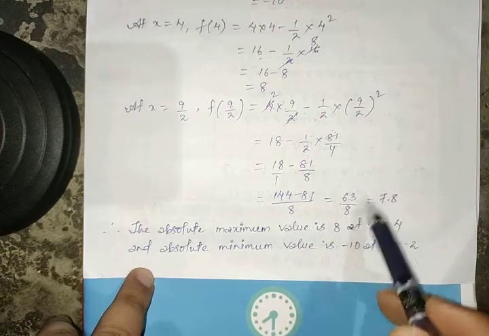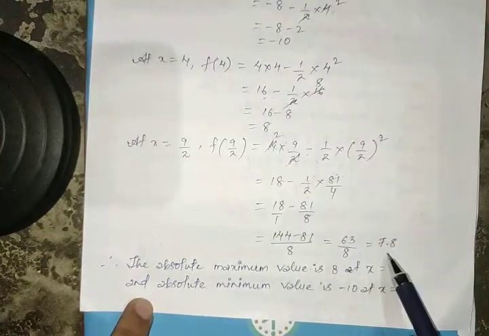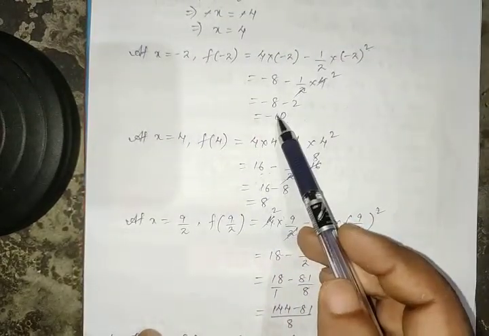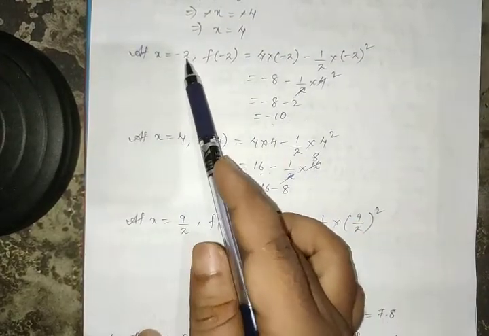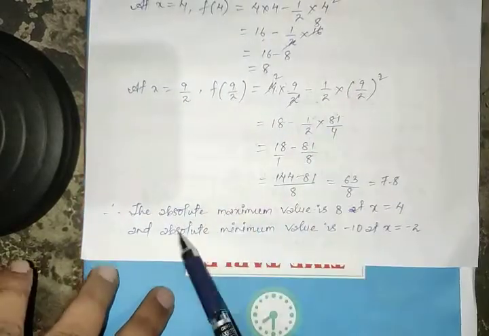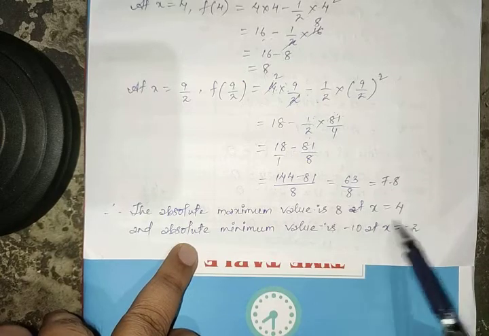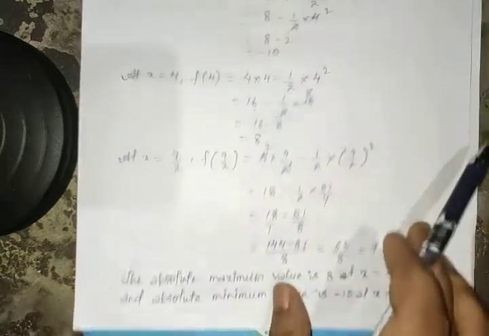Now let us check the absolute minimum value. So we have 7.8, 8 and -10. So this is the minimum, right? Least value. And at which point are we getting it? x = -2. So we can write the absolute minimum value is -10 at x = -2. So this is the answer.